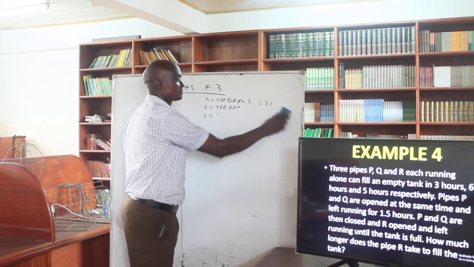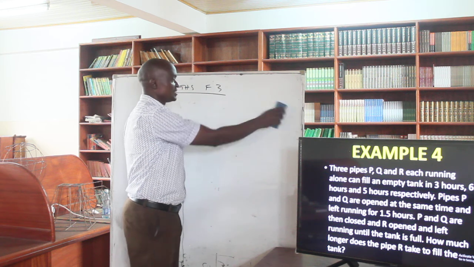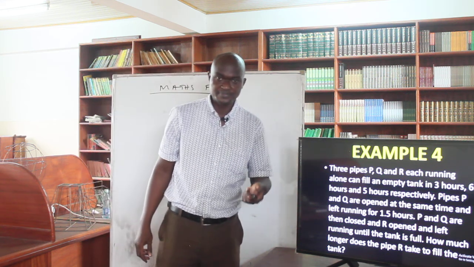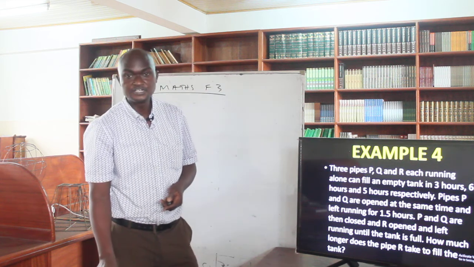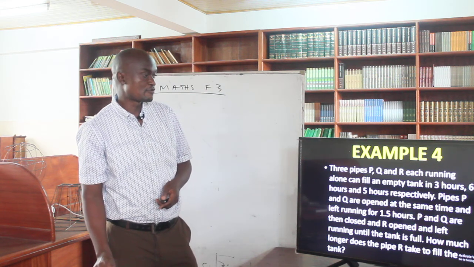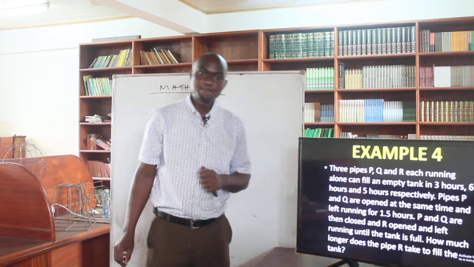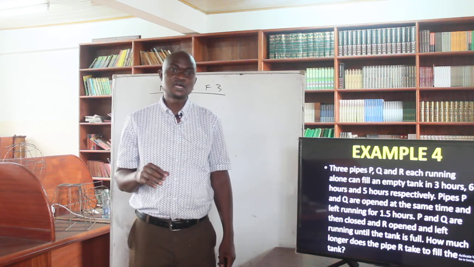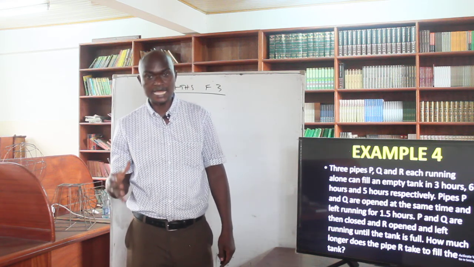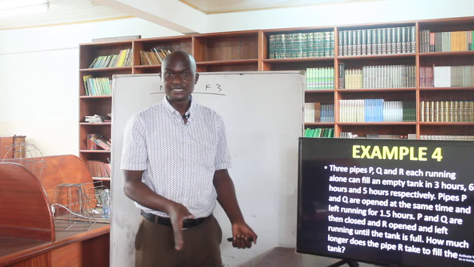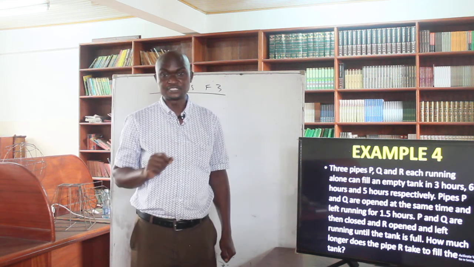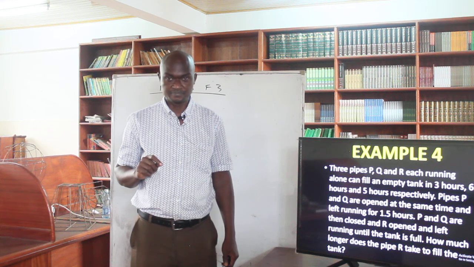Now the 4th example, and as you have been seeing with the examples we're dealing with today, they all have some kind of a twist. And this one is no different. So look at example 4. 3 pipes, P, Q, and R, each running alone, can fill an empty tank in 3 hours, 6 hours, and 5 hours respectively. Very important, the word respectively.